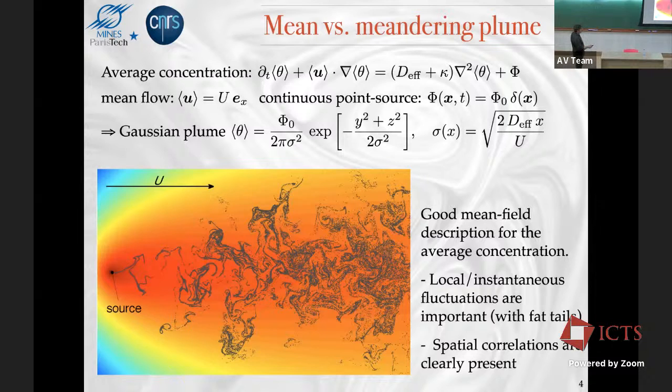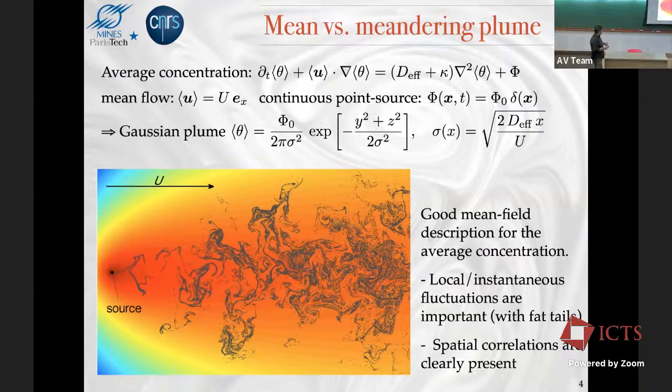Okay, and you can also put a source of scalar. So why are we looking at these equations? Because this is typically the equation which is used in order to look at how a plume of pollutant, coming for instance from the chimney of a factory, is diffusing and advected by the wind, in order to estimate mean concentration fields.